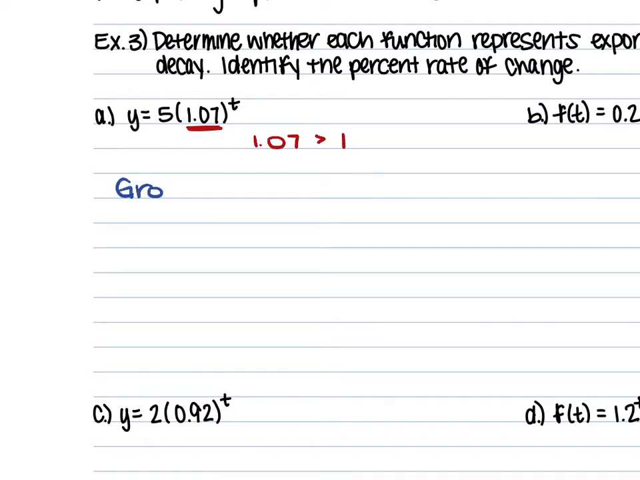What is the rate of that growth? Well, in order to find what the decimal was that you added to 1 to get 1.07, we can just subtract 1 from this. We get 0.07, and we would turn that into a percent. So we can move that decimal point 2 places to the right, and that's 7%. So we have a growth of 7% here.